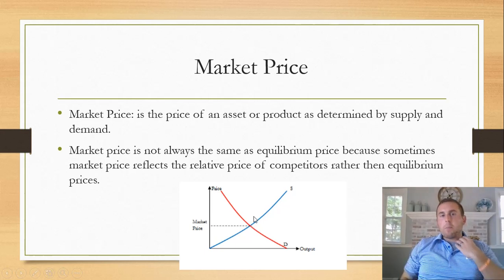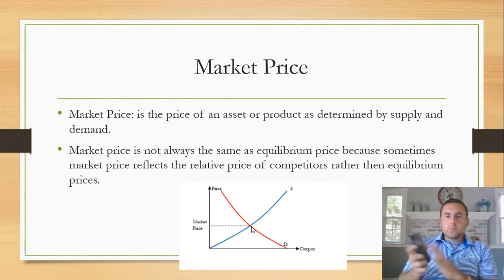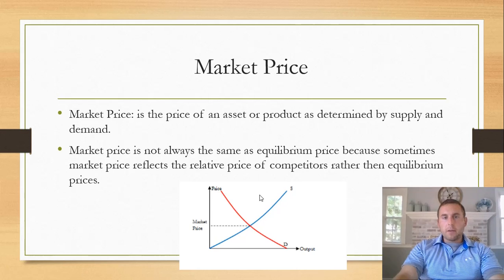Okay, sometimes the market prices are going to reflect relative price of competitors rather than just the equilibrium price. So remember that. Market price is almost always the equilibrium price where supply meets demand. Okay, so right here. But some businesses will look at competitors, like maybe Apple looks at Samsung and says, well, Samsung's selling their phone for $20 more than we are, and they're getting a ton of sales, so let's bump up our price, okay? So they use the relative price of competitors rather than just the equilibrium price. All right?